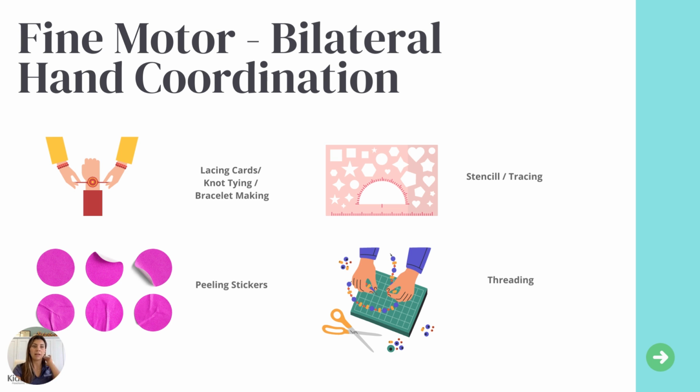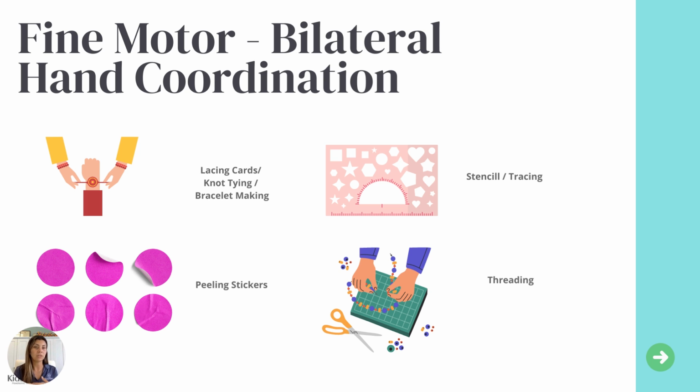So the first one being bilateral hand coordination. So this is the ability to use both hands together, or using one hand as a stabilizer and one hand as a manipulating hand. Some activities that we could do here would be like the lacing cards, where we have to weave in and out and hold the card with one hand, or bracelet making, where we have to be using both hands consistently, not tying.